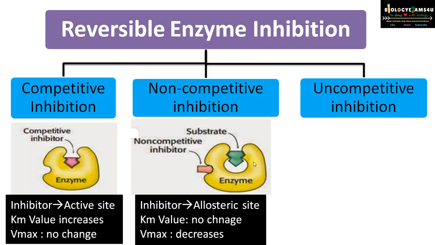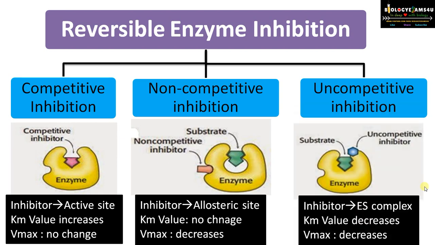And the final one, the third one, is uncompetitive inhibition. In the case of uncompetitive inhibition, the inhibitor binds to the enzyme substrate complex. Here the Km value decreases, indicating that the affinity may be increasing, but the Vmax decreases. Here many enzyme substrate inhibitor complexes are formed that remain inactive, therefore that decreases the velocity of the reaction.